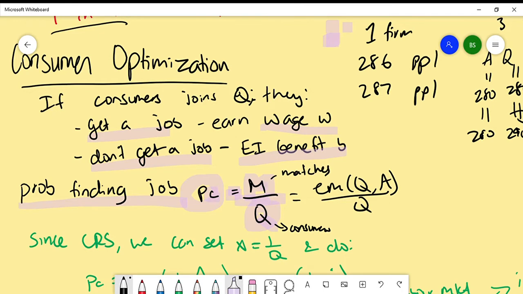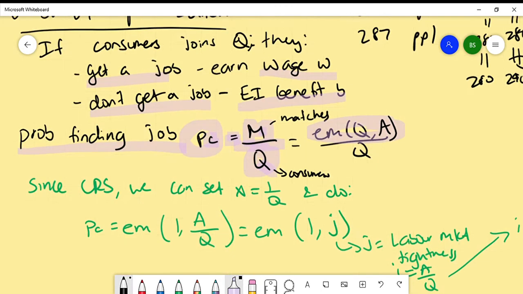Now the matches function we know is EM(Q, A) from that first part. Dividing that by Q, we have this. And since we have constant returns to scale, we can divide both the top and the bottom by Q. So now we get EM(1, A over Q) as our new probability of consumers finding a job function.